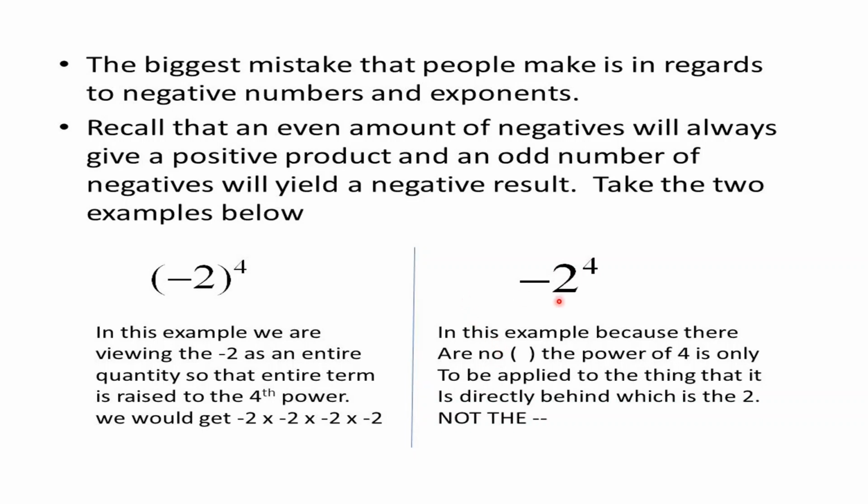Now, in the other example where we have a negative 2 to the fourth power, in this example, because there are no parentheses, the power of 4 is the only thing that is being applied with the exponent. So we would look at that as positive 2 times positive 2. Now, I want to go to another example, and it'll show you how we calculate it without the parentheses. Okay, here we go.